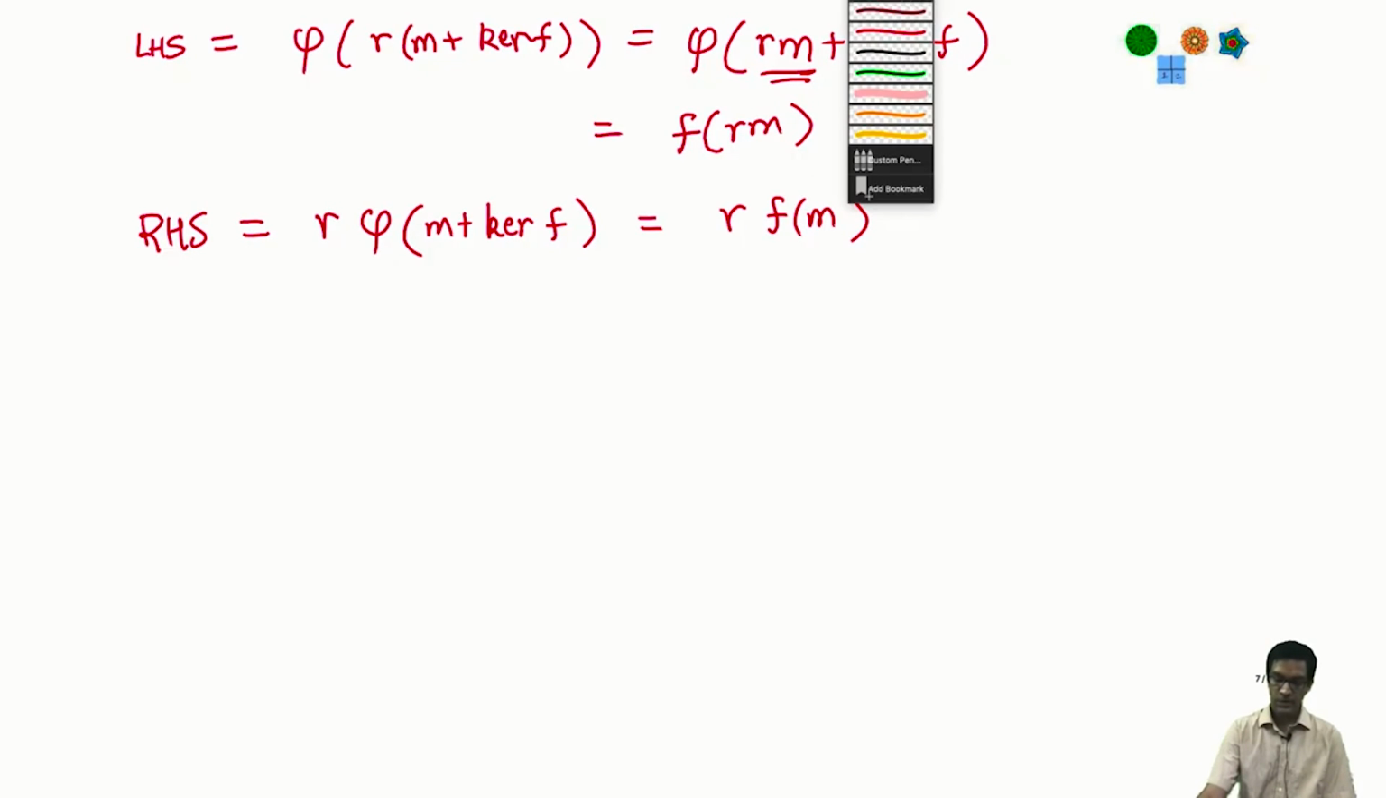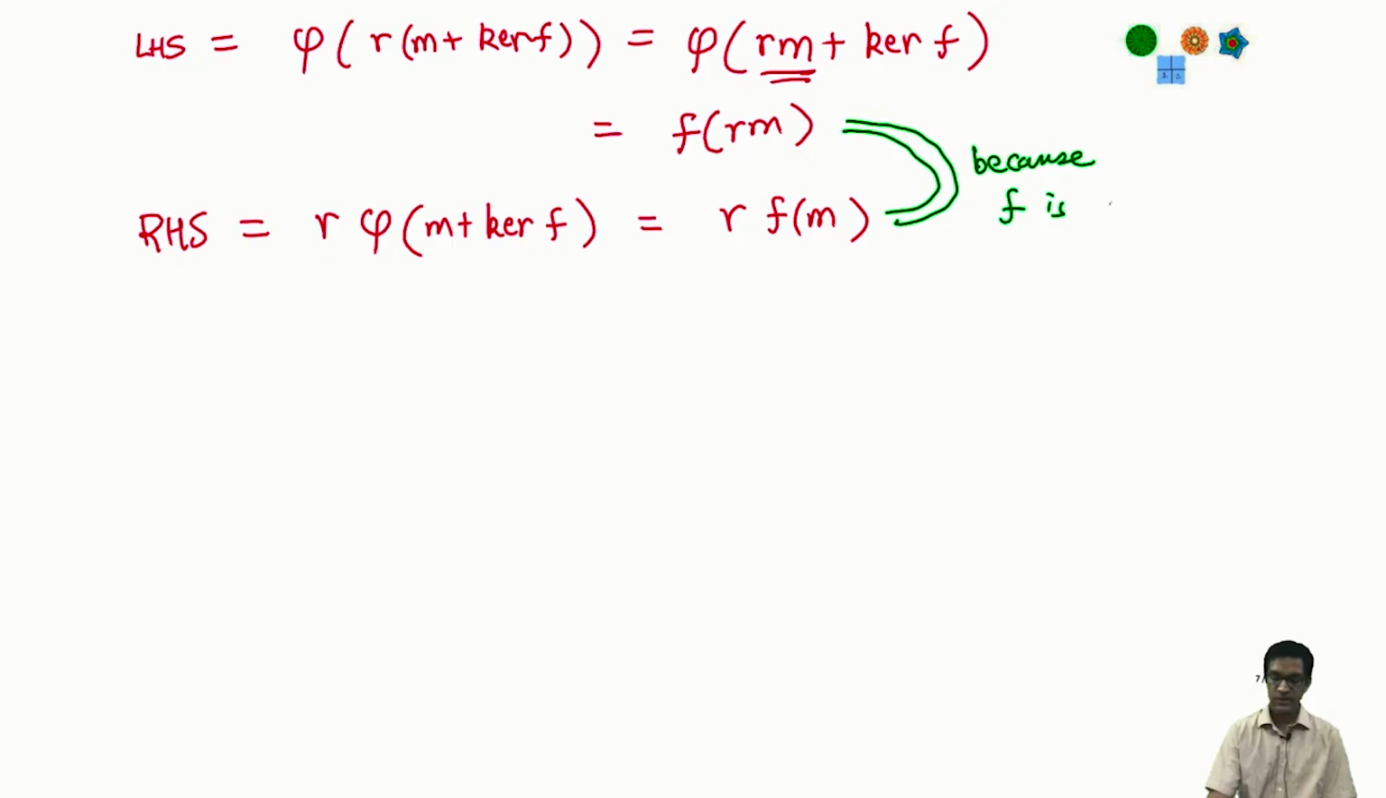Okay. Now observe that r acting on f of m and f of rm are actually equal to each other, because f is in fact a homomorphism of R modules. Okay. So we are done now, therefore done, proved. Okay, so that completes the proof of the first isomorphism theorem.